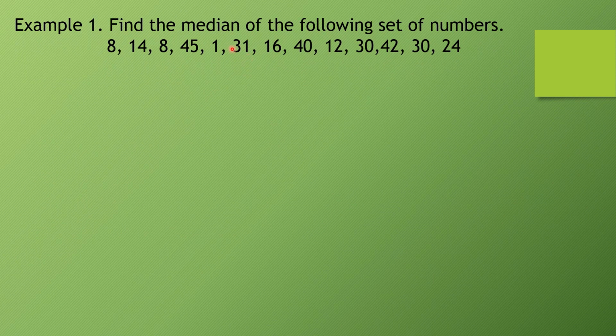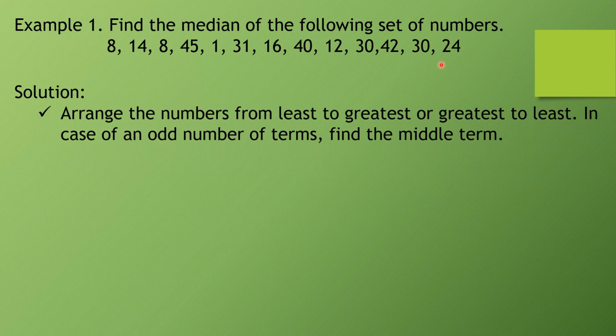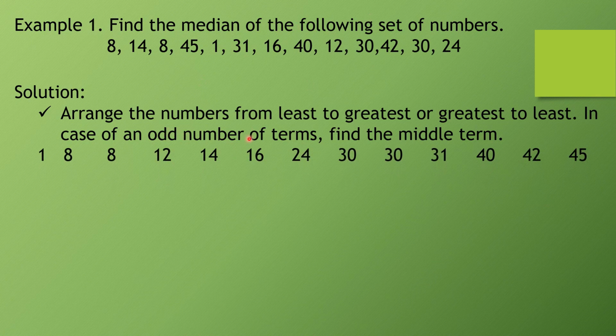Find the median of the following set of numbers: 8, 14, 8, 45, 1, 31, 16, 40, 12, 30, 42, 30, and 24. So for our solution, first we need to arrange the numbers from least to greatest or greatest to least. In case of an odd number of terms, find the middle term. So in this case, the given data set is odd, meaning bungkig siya. So we have 1, 2, 3, 4, 5, 6, 7, 8, 9, 10, 11, 12, 13. So since 13 is an odd number, kinahanglan lang nato pangitaon kung kinsay nasa tunga.